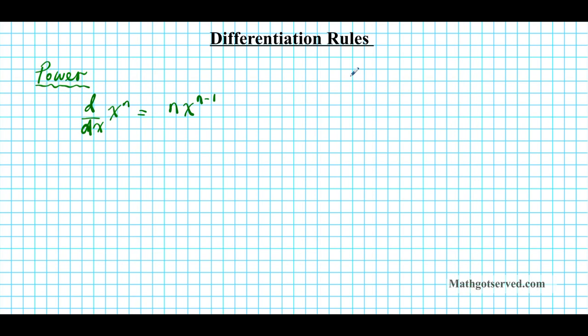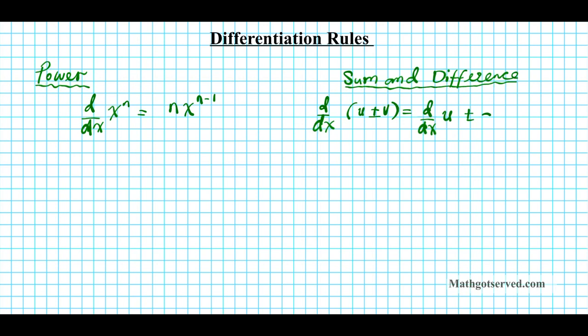You also have the sum and difference rule. The sum and difference rule basically tells us that you can distribute the differentiation across the sum and difference of terms of a function. So d dx of two functions, u plus or minus v, is equal to the derivative of u plus or minus the derivative of v. Alright, so there goes your sum and difference rules.